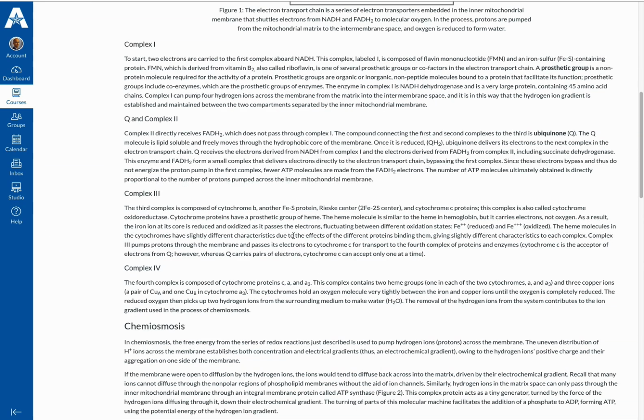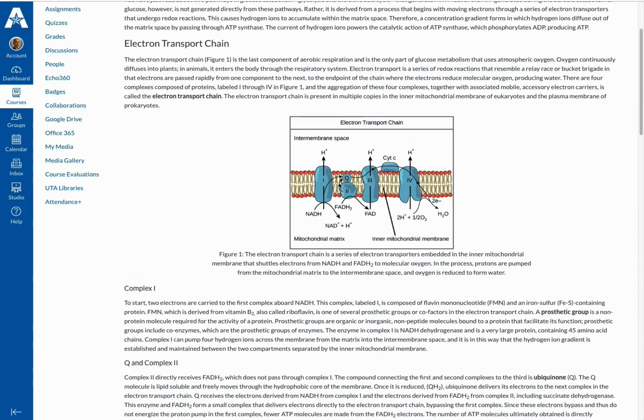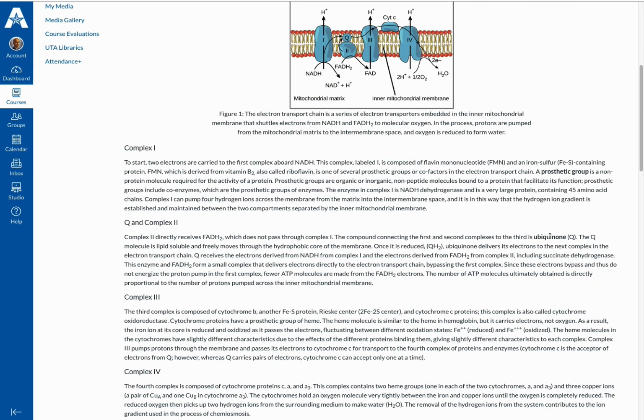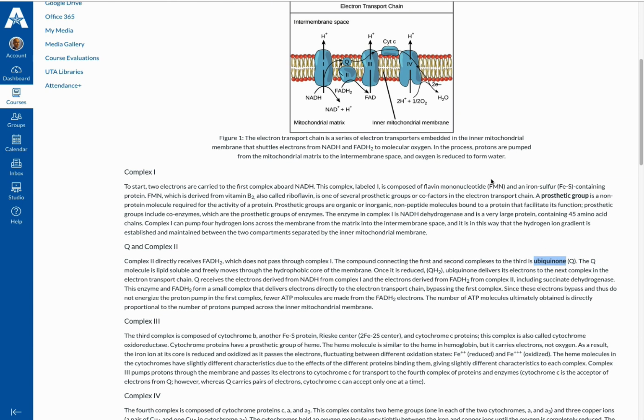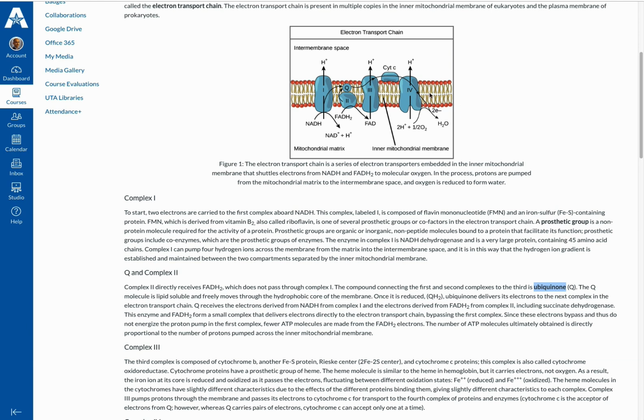The one you want to know the name of that moves these electrons between these complexes is called ubiquinone, whatever, I don't know how to pronounce it. Probably should know the name of this one. And the whole goal of this system is to pump these hydrogen ions across into the inner membrane space.